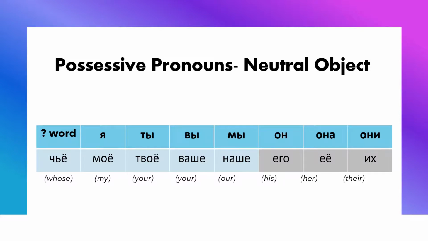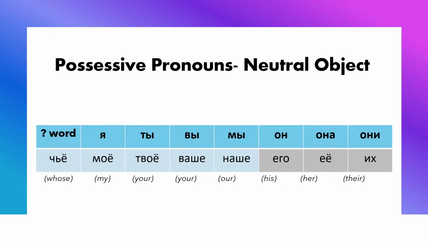And then the pronouns. Моё, твоё, ваше, наше, его, ее, and их. So as usual, those last three did not change. Okay? So, you know it is neutral if the ending is, for those that change at least, either yo or ye. Okay? Моё, твоё, ваше, наше. Alright? Those are the only ones you need to memorize because those last three, they're always the same.